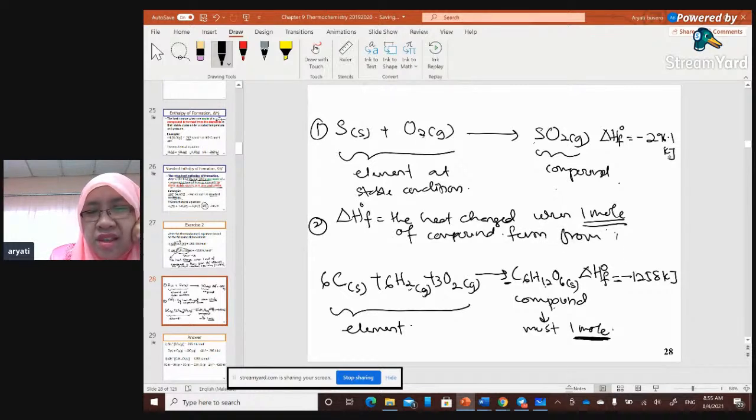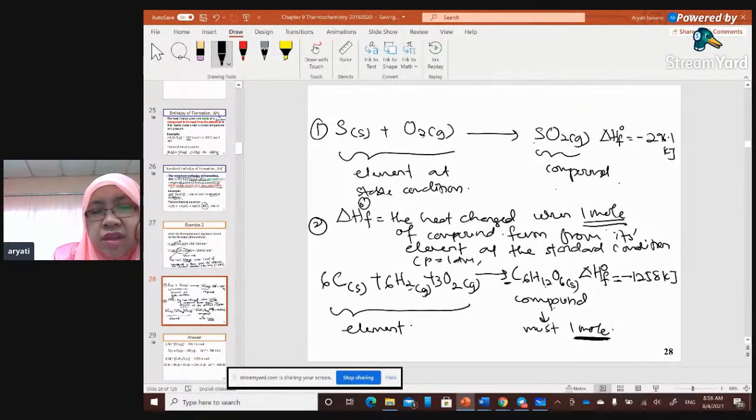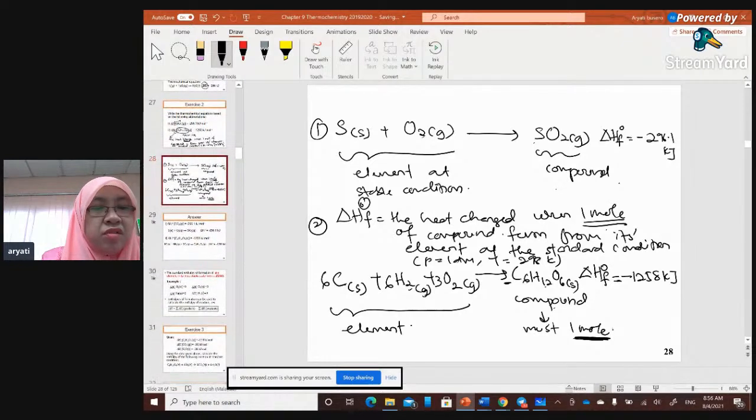So the heat change when 1 mole of compound form from its element at the, sebab dia ada tanda not kat sini, at the standard condition, pressure 1 atm and temperature is 298 Kelvin. So kita baru belajar the first type of enthalpy, which is enthalpy of formation.